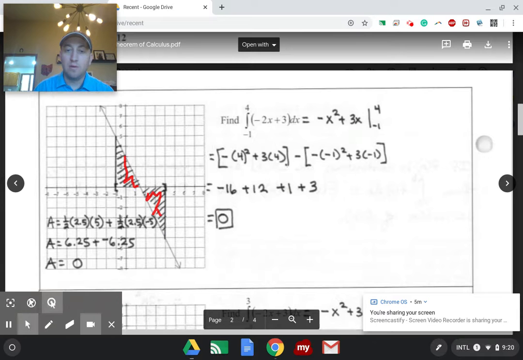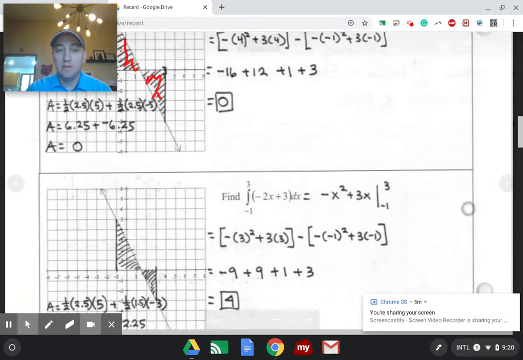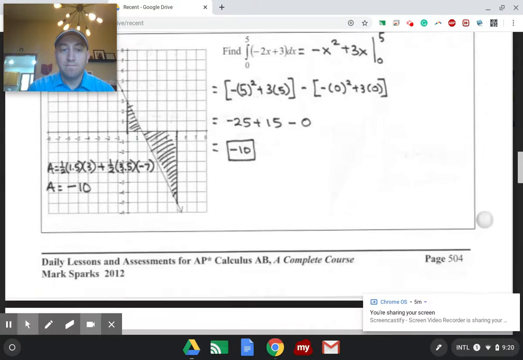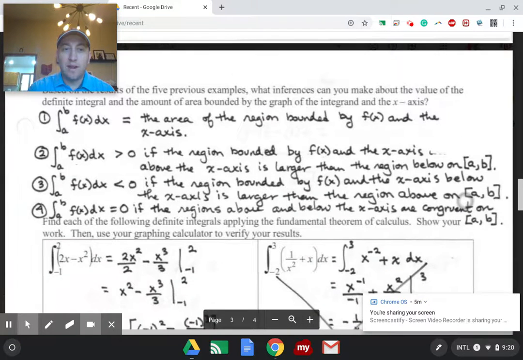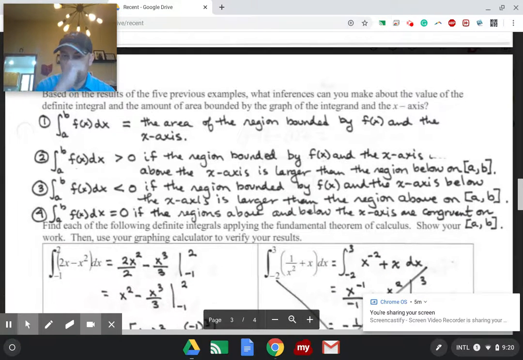So I'm going to move down here to the next page, just kind of going over some basic concepts here.